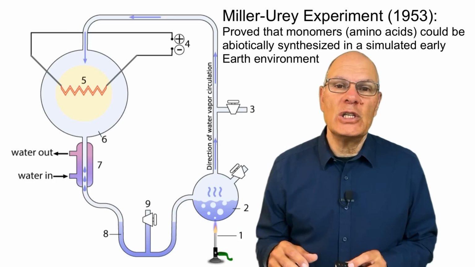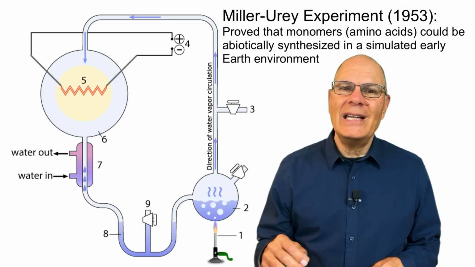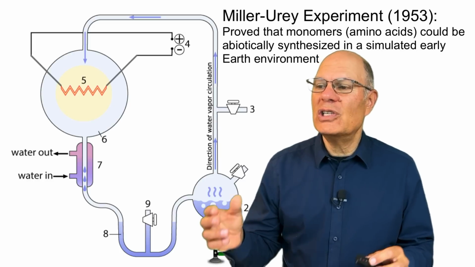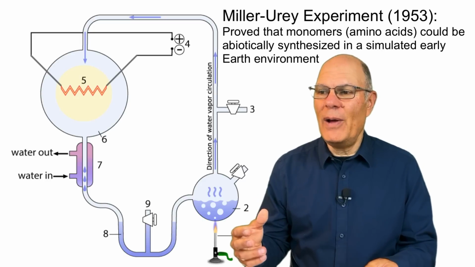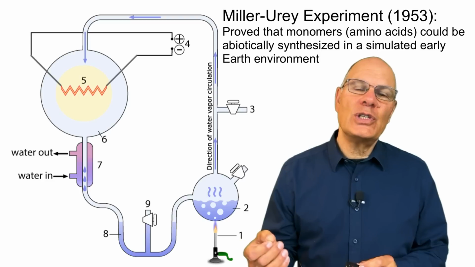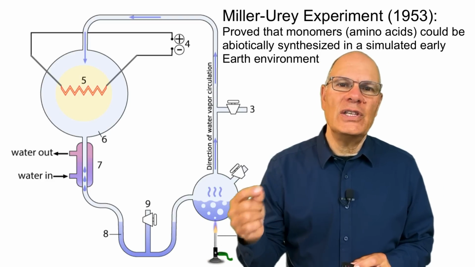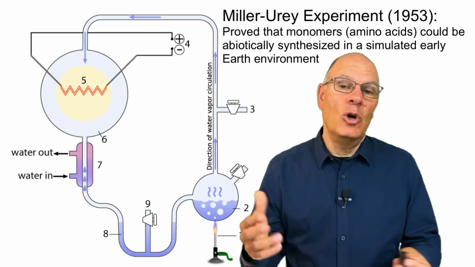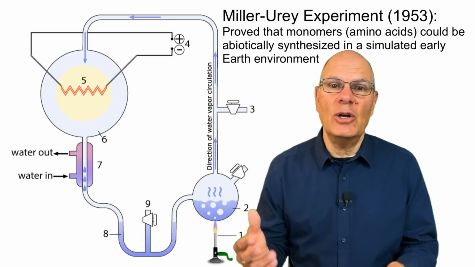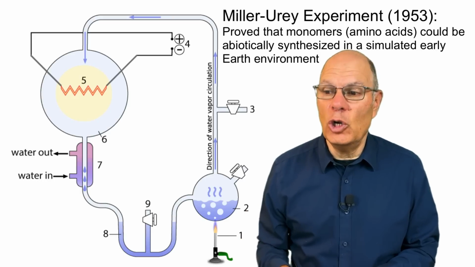The Miller-Urey experiment, which was carried out in the 1950s, showed that in an abiotic setup without life, you could successfully synthesize amino acids in a simulated early Earth environment. Now, as we'll see, some of the details that were involved in the setup of the Miller-Urey experiment were wrong. They don't correspond to our current understanding of the geology of the early Earth, but it's an important proof of concept. So, what did Miller-Urey do?